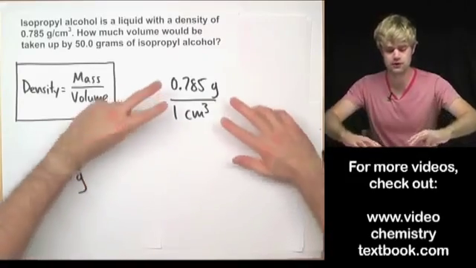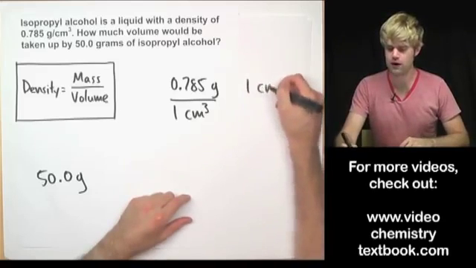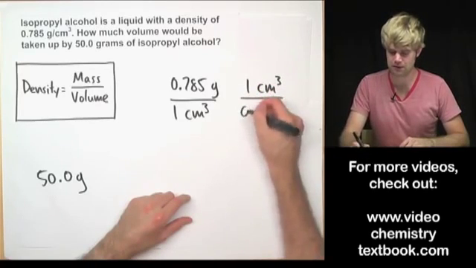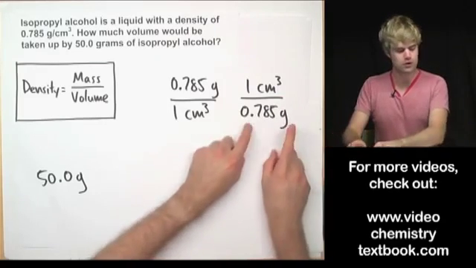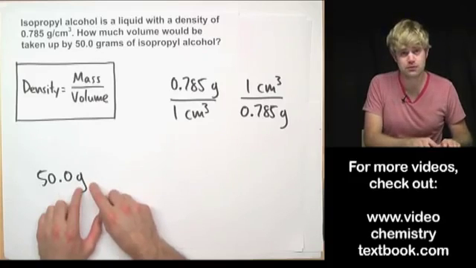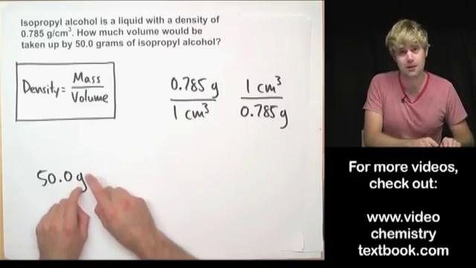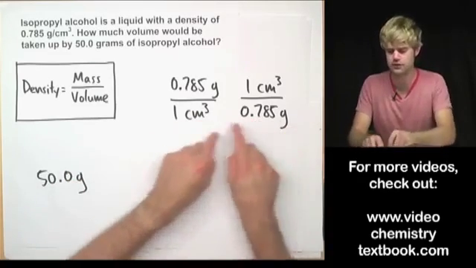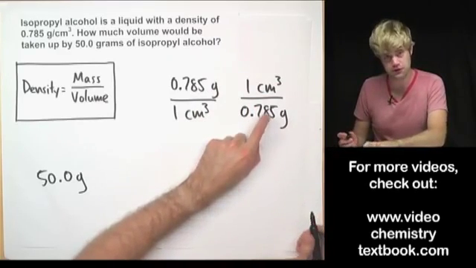The other valid conversion factor is to take this and flip it. So I'll do 1 cubic centimeter divided by 0.785 grams. Which of these do I want to use? I want to use the one that's going to cancel out grams from here and leave me with cubic centimeters. So since grams is going to be on the top here, I want to choose the version that has grams on the bottom. So it's going to be this version of the conversion factor that I'm going to use.